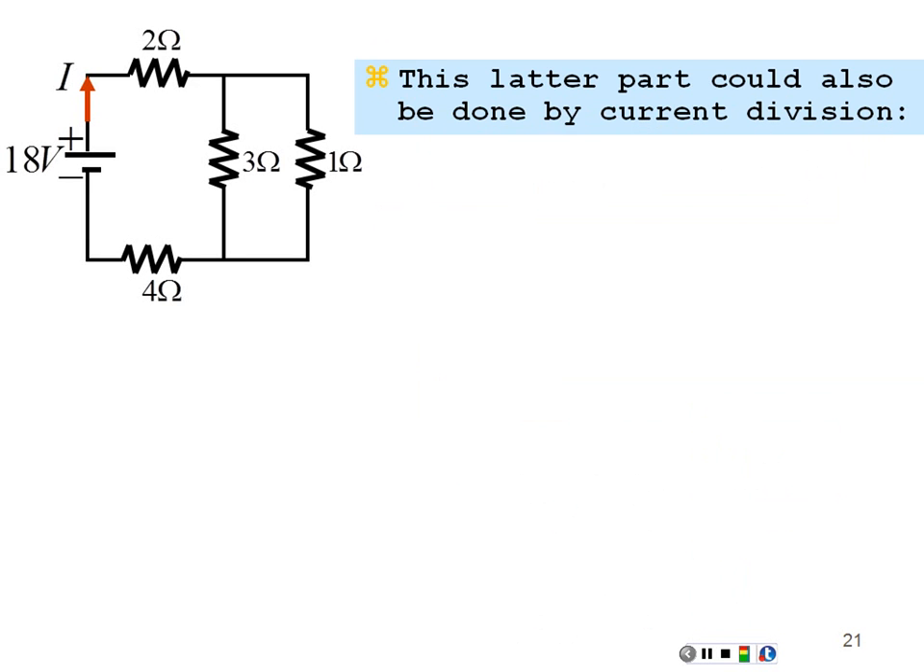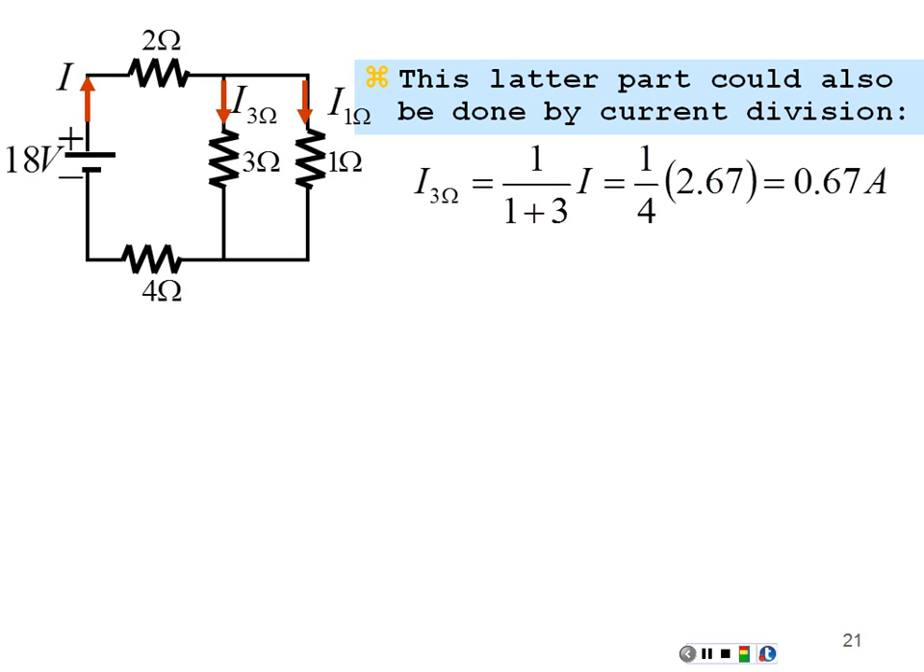We could have done this by current division as well. We had 2.67 amps coming into the top junction, and it's going to split. Each resistor is going to grab a different fraction of the current. The smaller resistor is going to grab the greater amount of current. It's going to grab the opposite resistor, 3, divided by 3 plus 1, 4. So it's going to grab 3/4 of the current, and then the 3 ohms is going to grab 1/4 of the current.